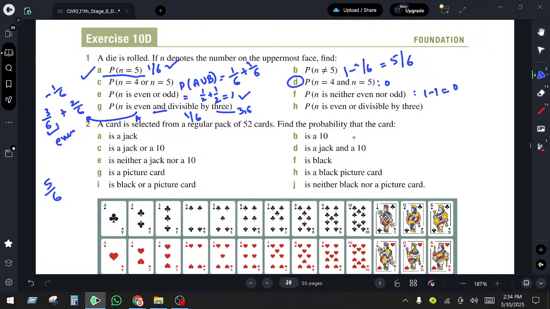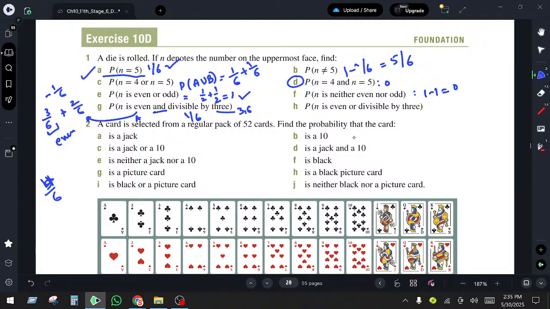N is even or divisible by 3. For even, how many even numbers? 3 even numbers, 3 by 6. Divisible by 3 is 3 and 6, both will be divisible by 3. Therefore 2 by 6. Even and divisible by 3 is 6. That's 1 by 6. Here the answer is 4 by 6.